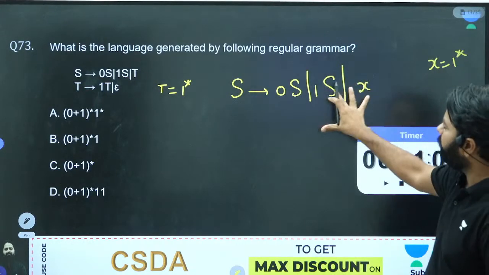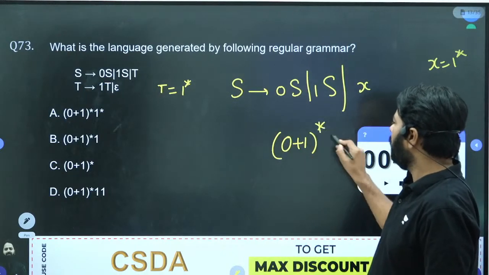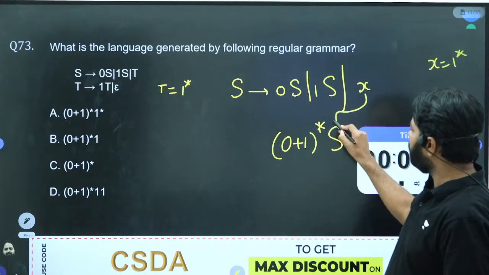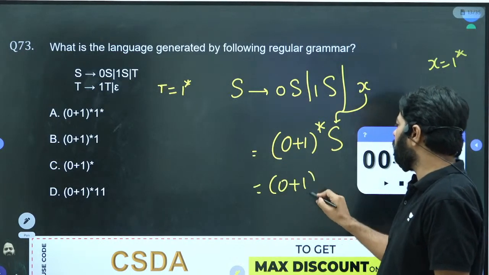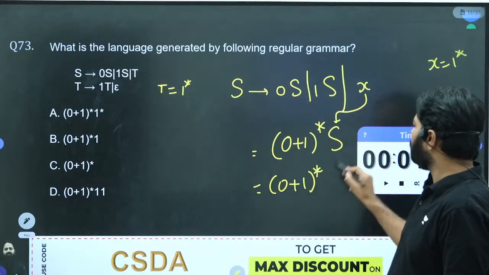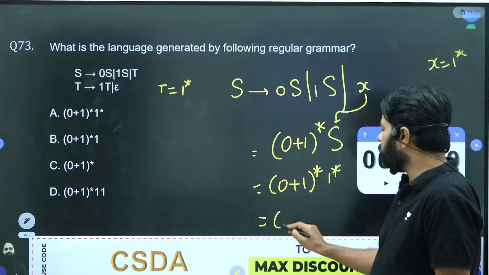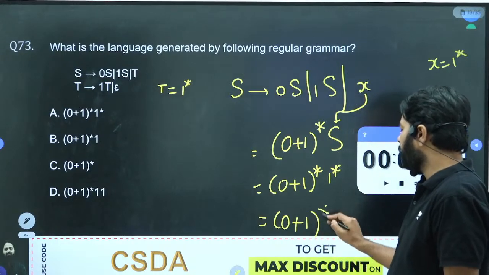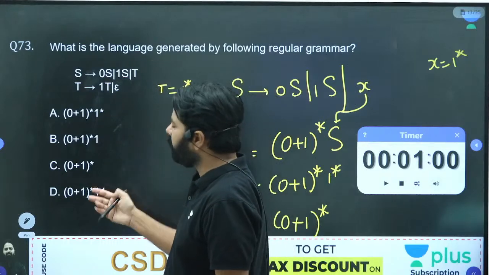Now how do you solve it? The 0 plus 1 whole star, this S you should stop with the x. What will happen? 0 plus 1 whole star, that S is x. What is x? It is 1 star. Now you know this is also equal to 0 plus 1 whole star. Now you should find out the language which is equivalent to 0 plus 1 whole star.